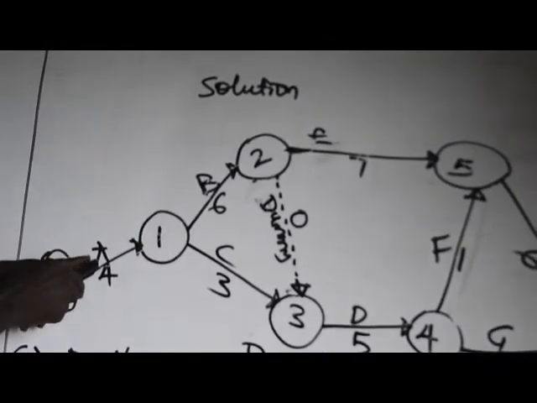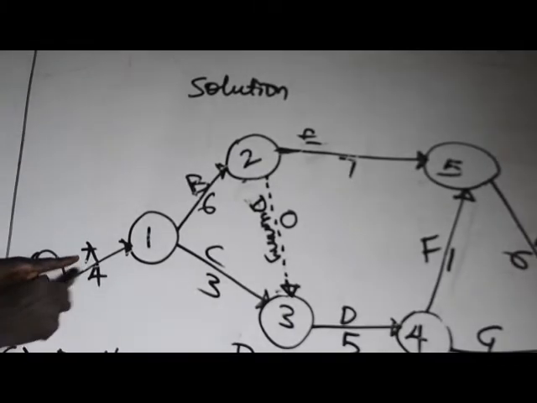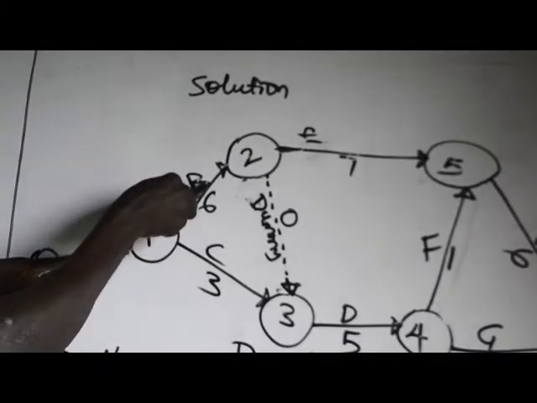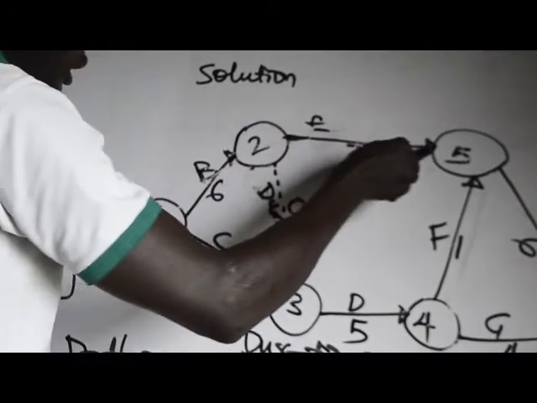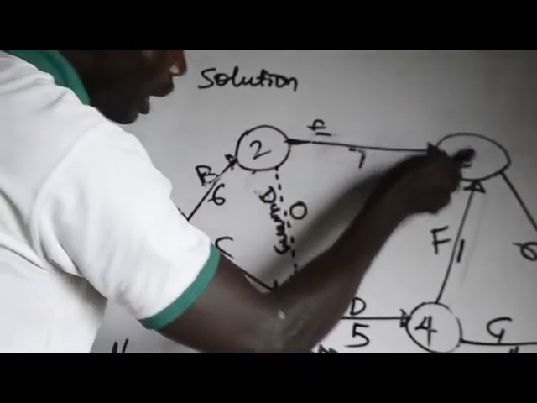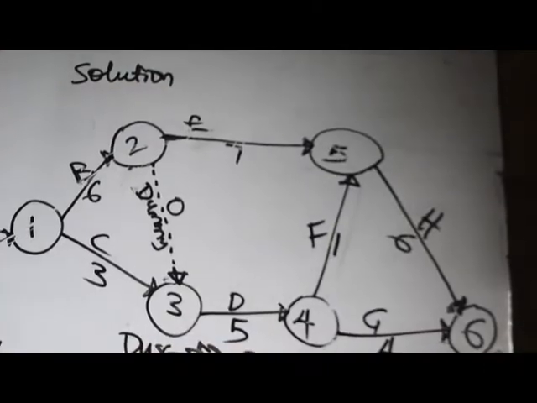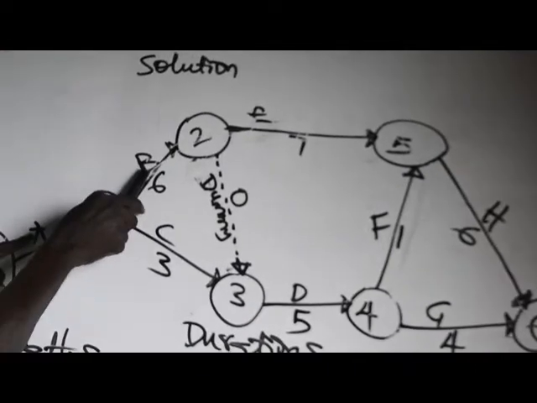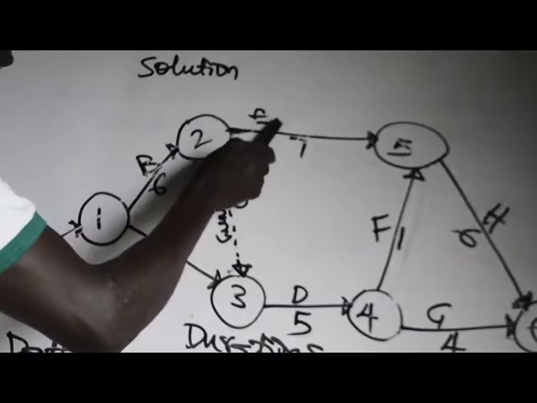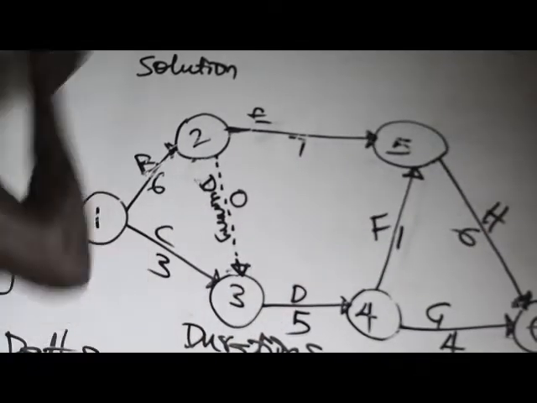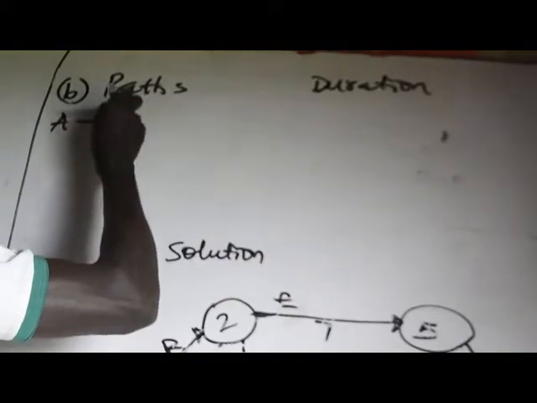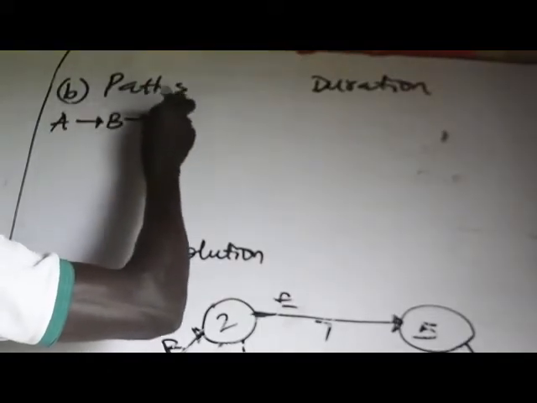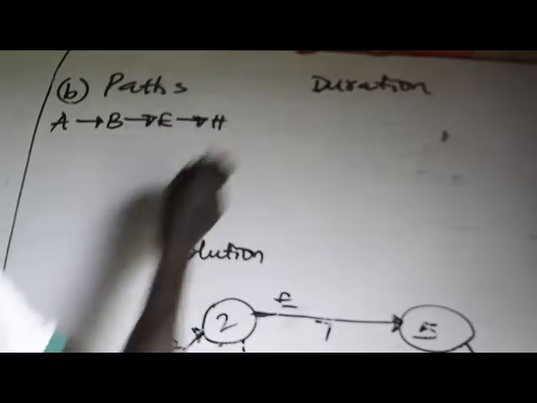One path, you can start from A. You journey from A, you take this direction to B. From B, you go like this, you get to E. From E, you travel like this, you get to H. That means we have A to B, B to E, and E to H.